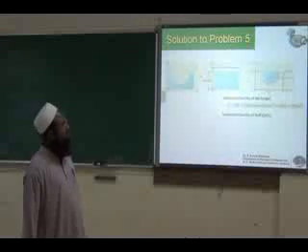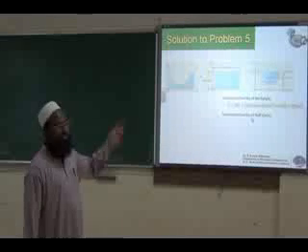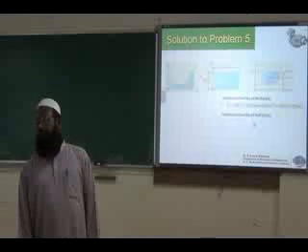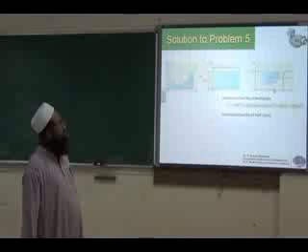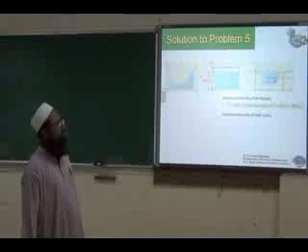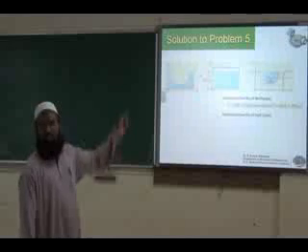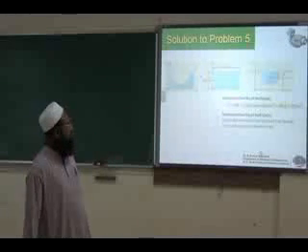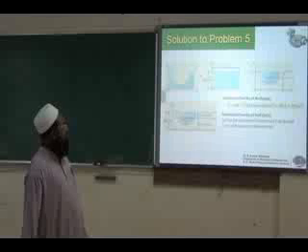Now we have to find out for the half circle. The centroid of the half circle is different from the centroid of your rectangle, so we have to use the parallel axis theorem here. We have to find out the moment of inertia about the centroidal axis. So this is the position of the centroid.